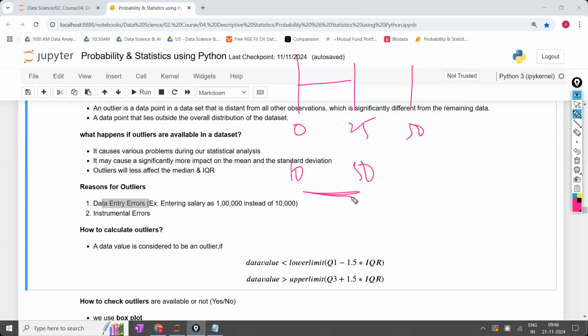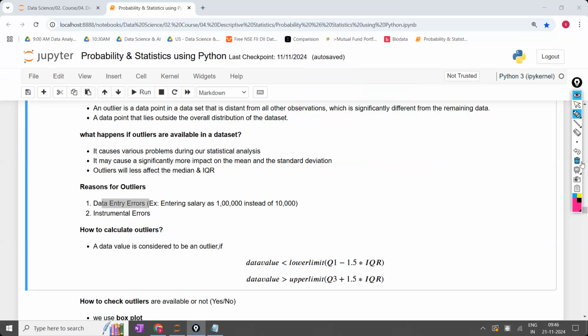What is the range between this one? What is the range? 40. Between 40. Number of data points I'm not saying, range I'm saying. Range is 40. Now for 50 percentile also, if you are having 90, if the same range it is maintaining, it is considered as a good range, good data set.